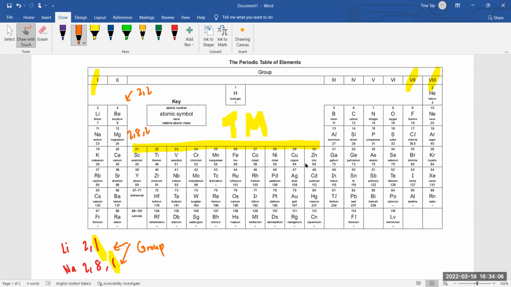Transition metals have many different valence electrons, so we put them all in transition metals. They don't have a specific number. They have a variety of valence electrons.